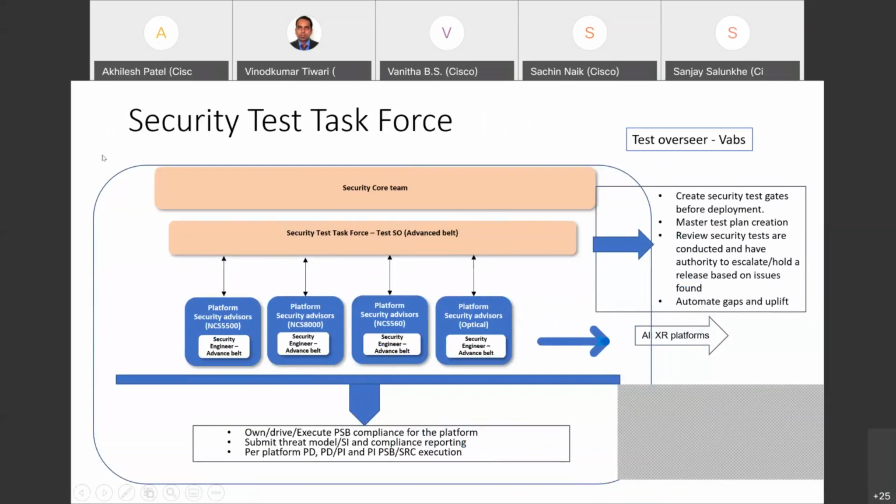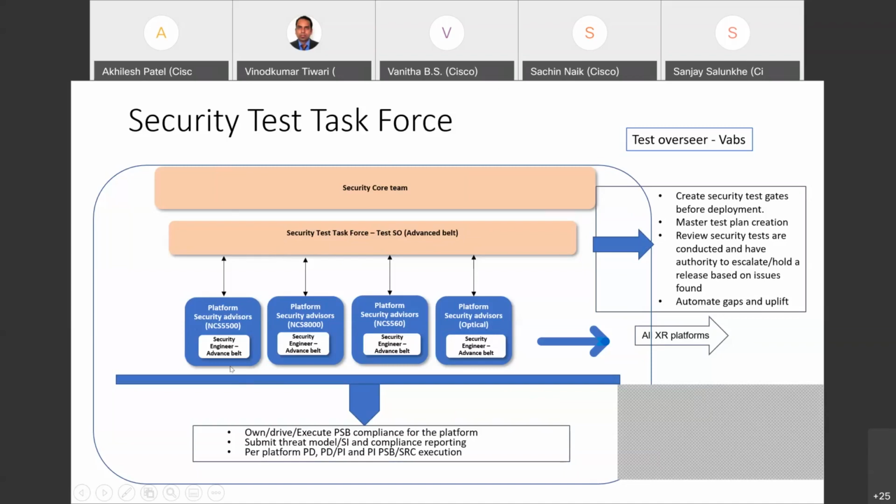There's a security task force team created as part of the SRD2. We have a core team. In the core team, Gopal is also the security test representation. Along with that, we have a security task force team who will be executing these PSPs. They are expected to be at least green belt plus advanced belt. Currently, most of them are in green belt. They are pursuing to learn more.